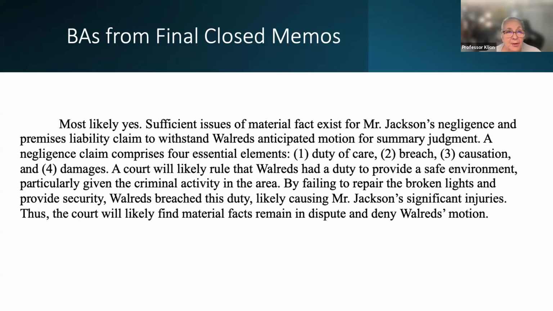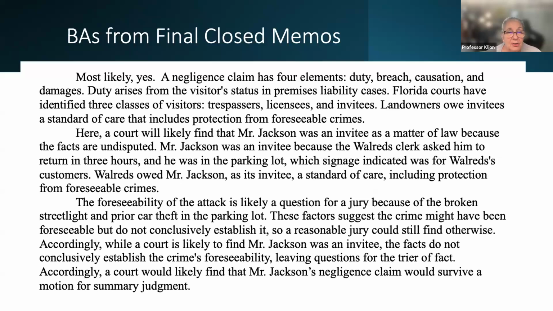So here's one of the better brief answers from your closed memo. People always say I don't give samples. Here you go. Most likely, yes, a straightforward answer. Now, a negligence claim has 4 elements. Duty arises from the visitor status and premises liability case. Oh, that's the first I've seen that out of any of the brief answers. Florida courts have identified 3 classes of visitors: trespassers, licensees, and invitees. Landowners owe invitees a standard of care that includes protection from foreseeable crimes. That's providing the governing rule.